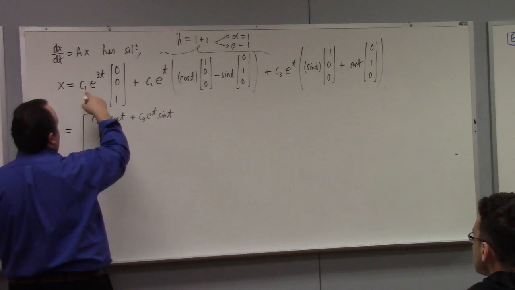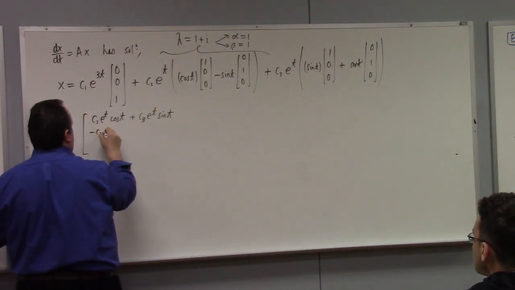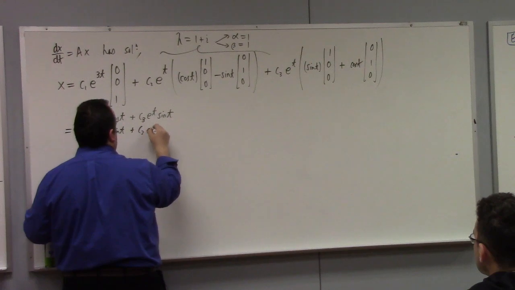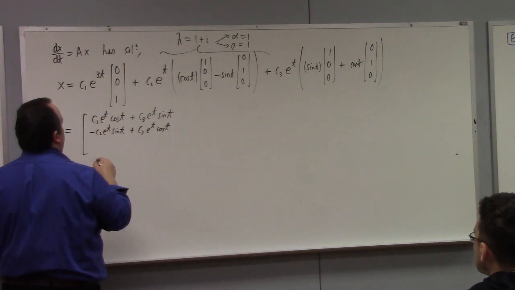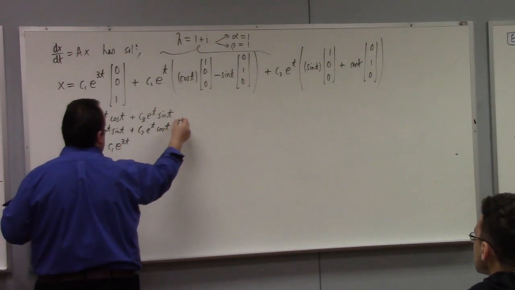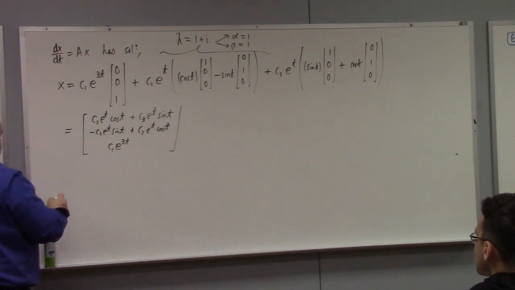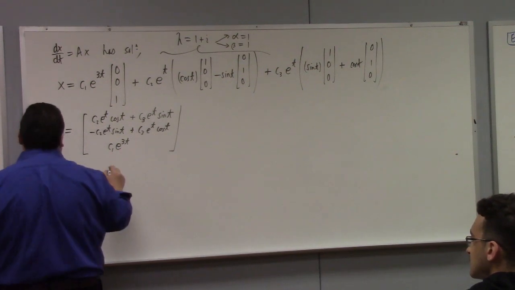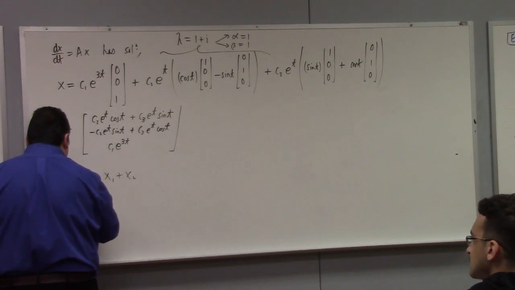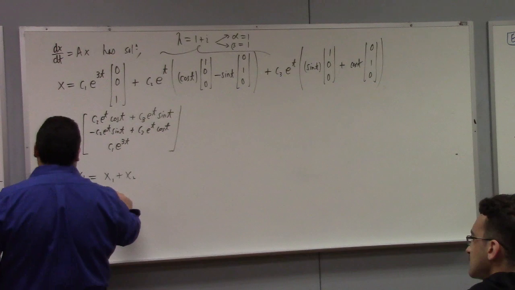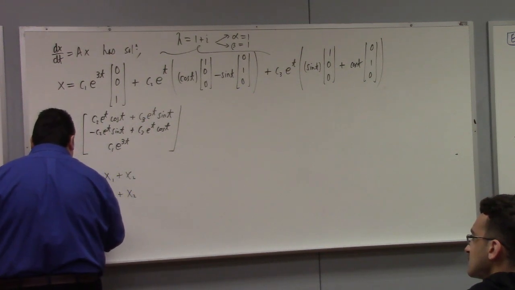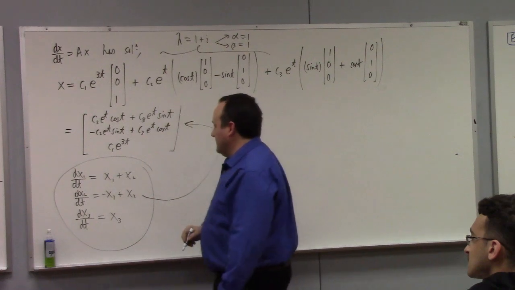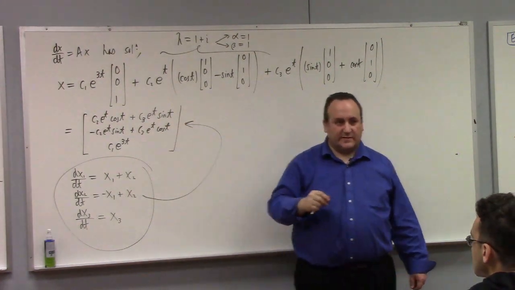And let's see what else goes on. For my y, minus c2 e^t sine t, and plus c3 e^t cosine t, and then c1 e^(3t) down here. So what we'll be solving, right, is dx/dt. This solves dx1/dt equals x1 plus x2, dx2/dt equals minus x1 plus x2, and dx3/dt is equal to x3. Right, this has these as the solution. There's my x1, there's my x2, there's my x3 explicitly.